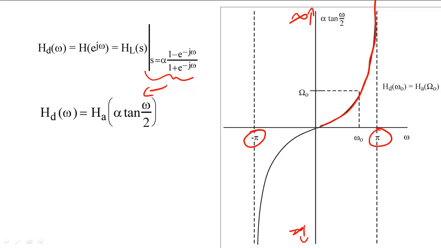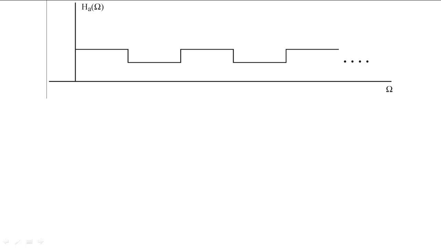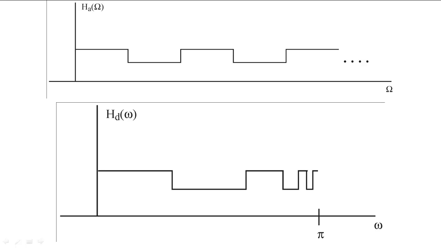For example, suppose that we had a prototype filter whose frequency response looked like this. The digital frequency response would have the same general shape, but the higher frequency steps would get progressively narrower. The alpha parameter allows us to tweak how severely the higher frequencies get squished. As alpha increases, the lower frequencies are squished more, while the higher frequencies are squished less.